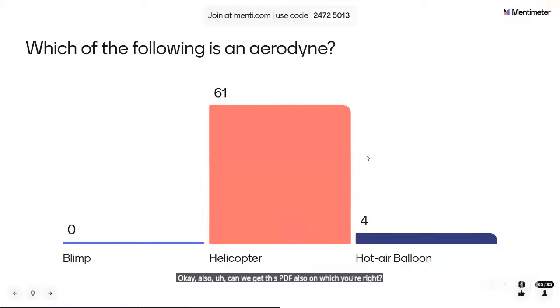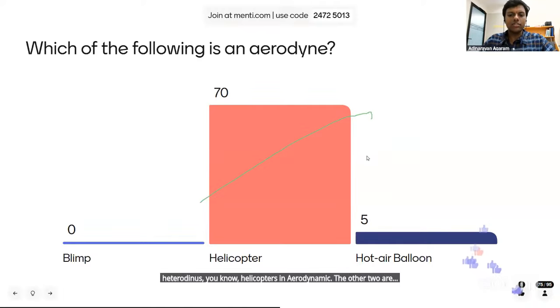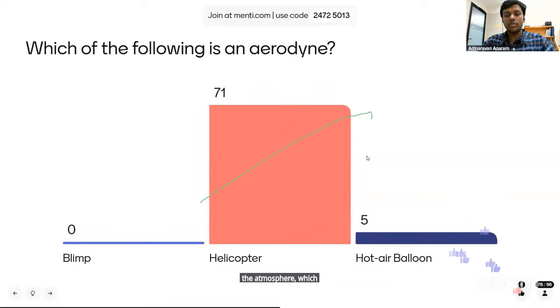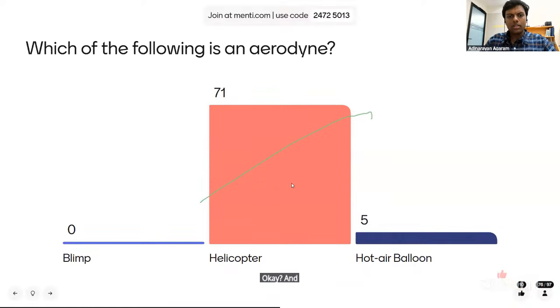Okay, so people have answered. And yes, a helicopter is an aerodyne. The other two are basically aerostat systems, where both of them are carried because of the atmosphere, which pushes it up. Okay, and let us go to the next bit.